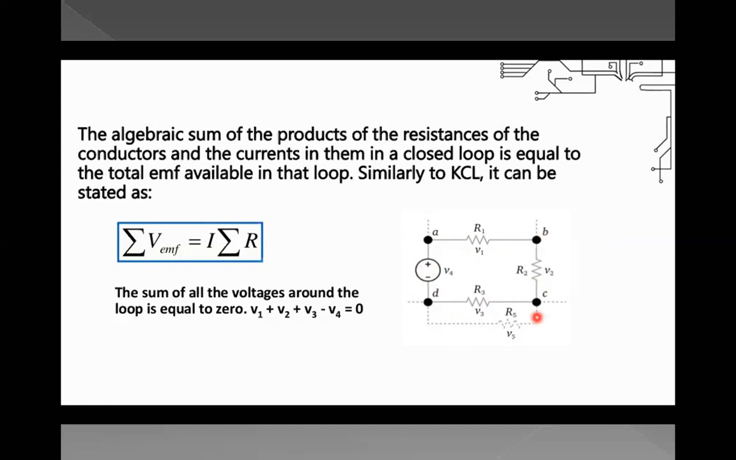These points A, B, C, D can be called a node or junction. And this complete path is forming a closed mesh or loop. So according to Kirchhoff's voltage law, the sum of all voltages around the loop is equal to 0. It means all the loops. So if you have taken V1 plus V2 plus V3 minus V4 is equal to 0. So the summation of all the voltages around the loop is equal to 0.